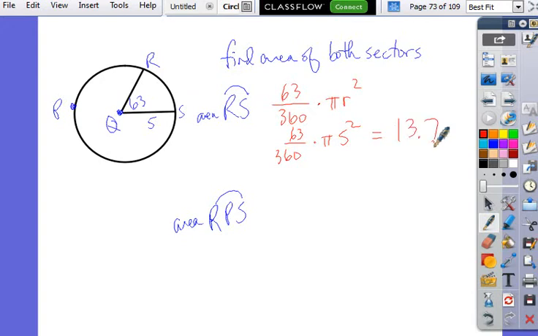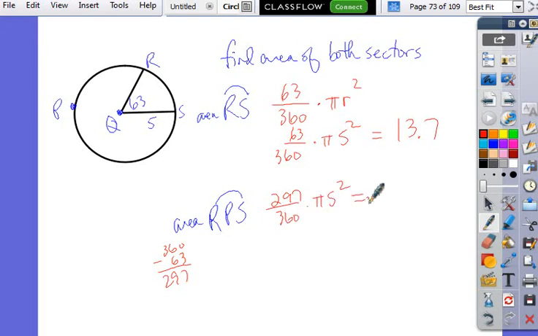All right, now I want to find the RPS, the big one. First thing I got to have is the degree. What is my degree right here for the big one? How am I going to find that? 360 minus. I know the whole thing is 360, so I'm going to do 360 minus whatever's there, and that'll tell me what the rest of the angle measure is. So this would be 297 over 360 times pi 5 squared.